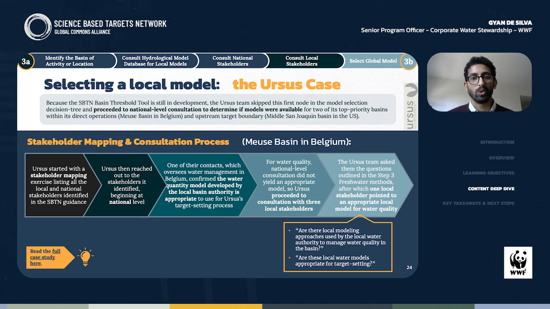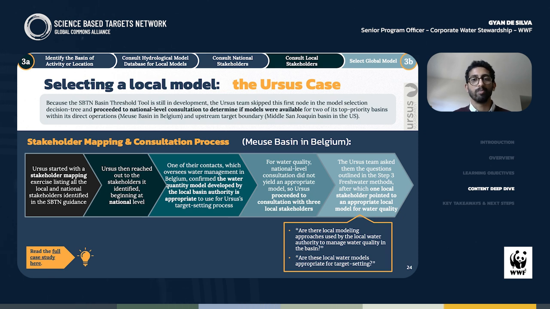They first asked if there are local modeling approaches used by the local water authority to manage water quality in the basin. The basin authority confirmed that it is not yet using any water quality model to manage water in the basin. The team then moved on to the next question to ask the basin authority, the water utility, and the university if there are appropriate local water models and thresholds for the water quality in the basin. Both the basin authority and the water utility were aware of the model that was developed by the university, but they had not reviewed it in depth. The basin authority was supportive of exploring use of the university's model as it was considering doing so as well in the future.